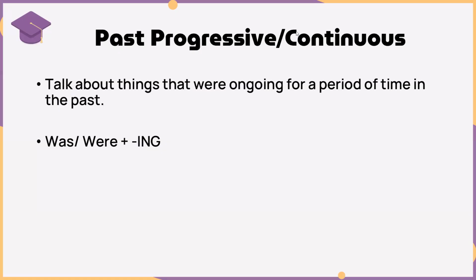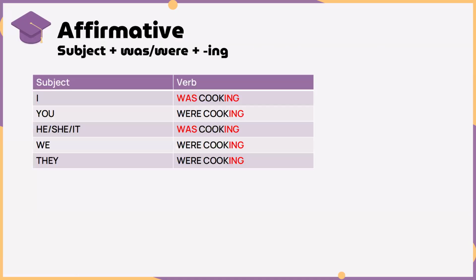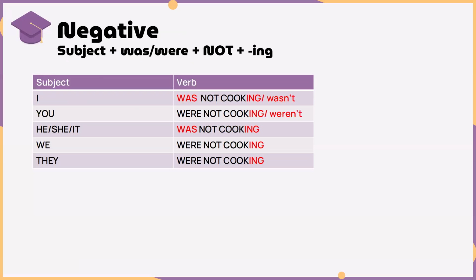The structure of the past progressive is the verb to be in the past tense plus the verb in the ing form. In a moment, we will see how to use them, okay, according to this chart. In the affirmative form, we have our subject pronouns. We have to use was or were plus ing, okay, at the end of the main verb. I was cooking, you were cooking, he, she, it was cooking, we were cooking, they were cooking. And this is the structure of the affirmative in the past continuous.